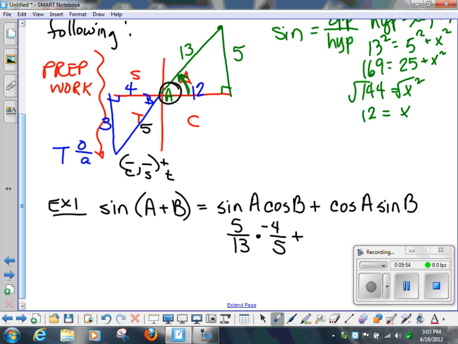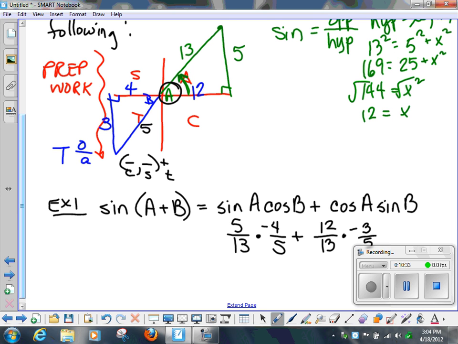What's the cosine of A? Some old horse caught a horse, 12 over 13, is that what you said? And then the sine of B, some old horse, opposite over hypotenuse, 3 over 5. And sine is going to be positive or negative? Negative 3 over 5. Yes or no? Are we okay so far?